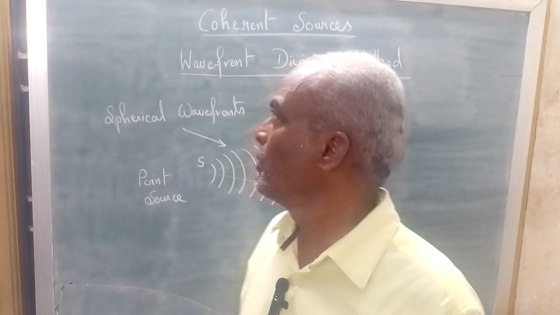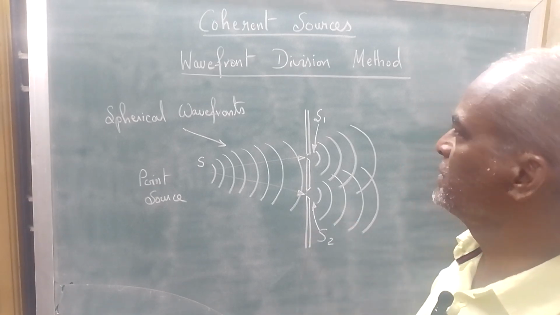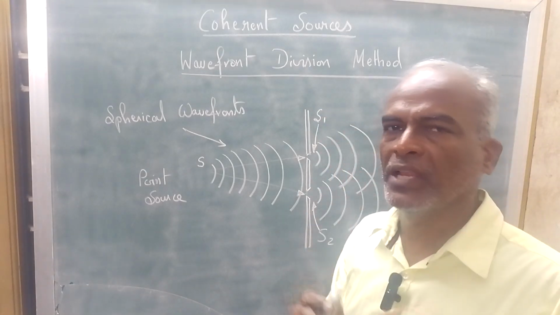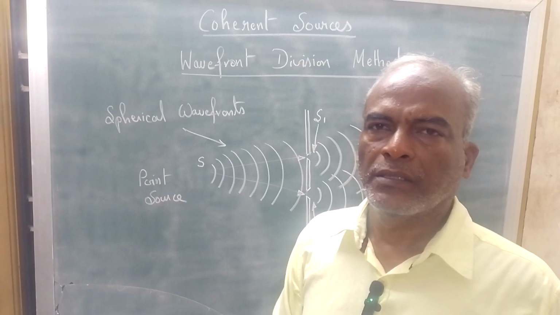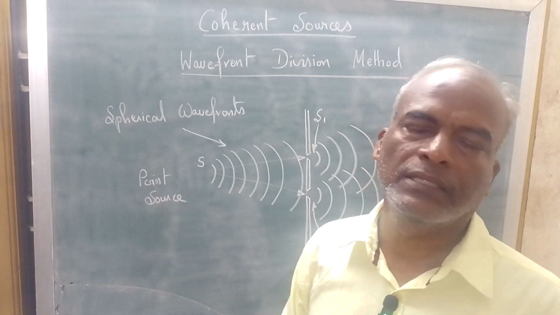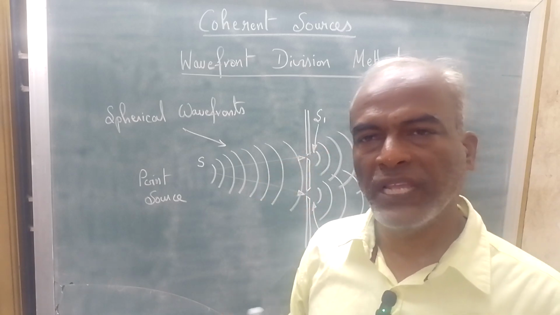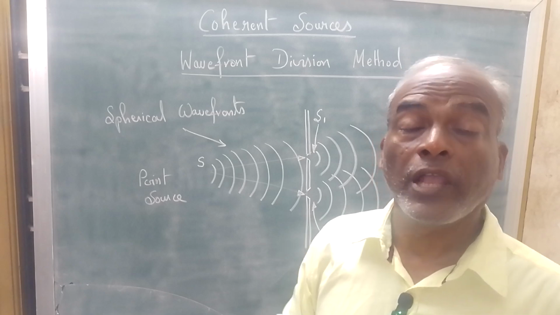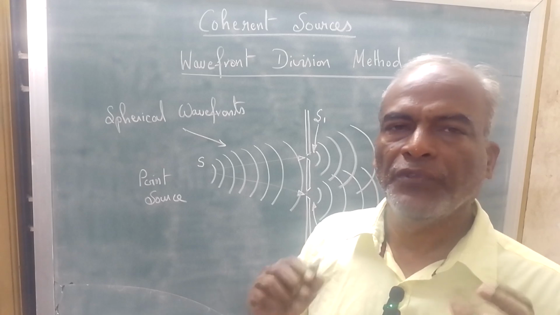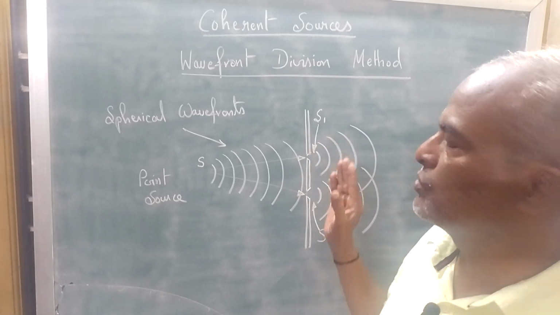Today we are going to see how to generate coherent sources. If I say two sources are coherent, they must have the same frequency or otherwise the same wavelength, preferably the same amplitude, and a constant phase difference. If they have all these properties, then we can say the two sources are coherent.